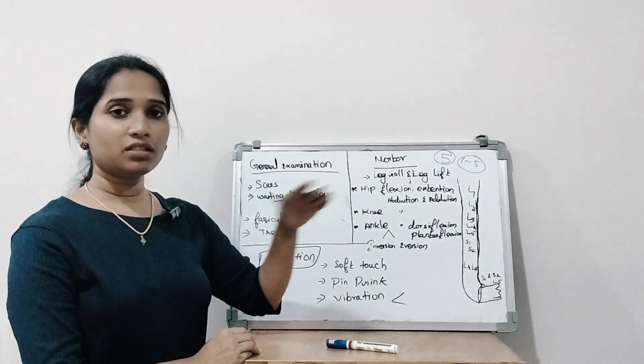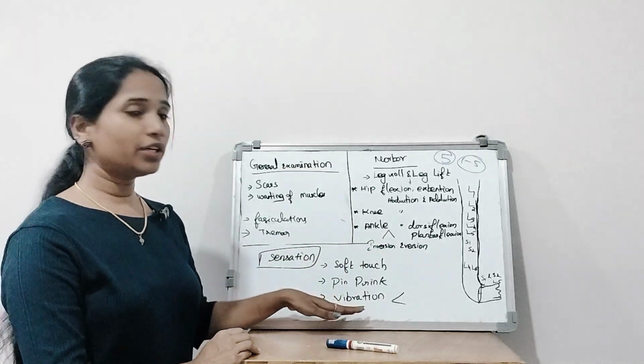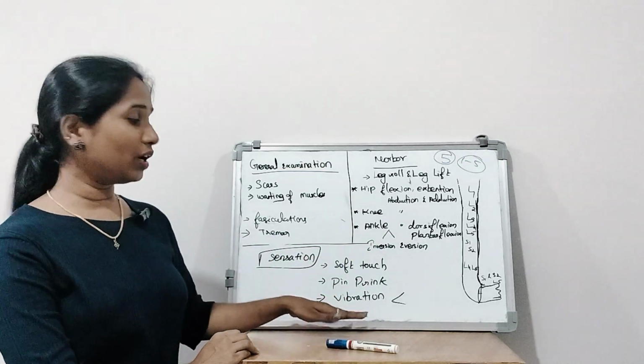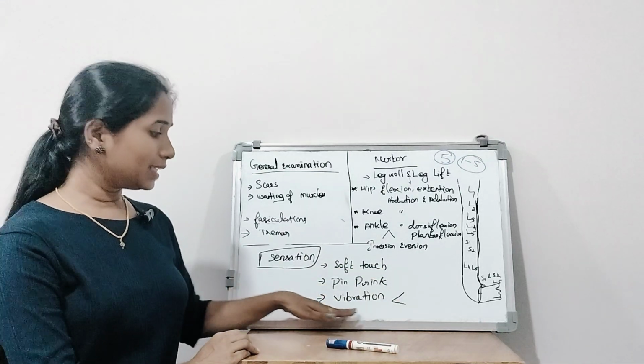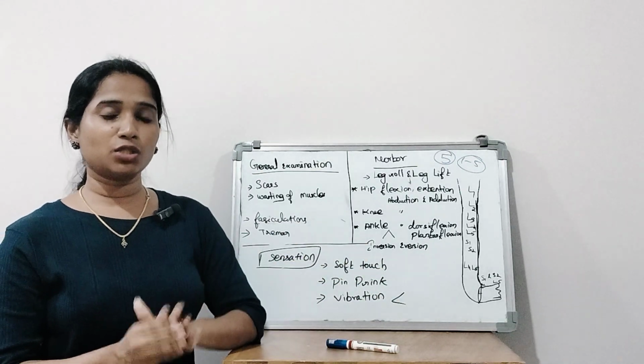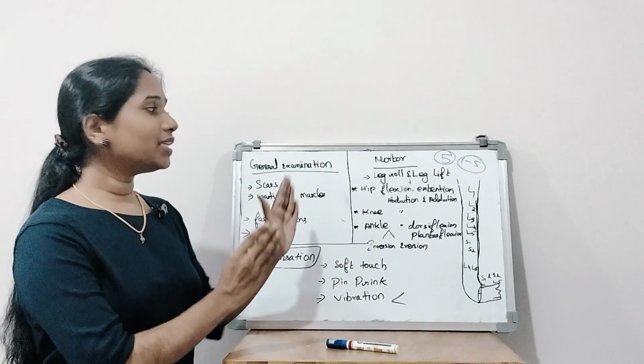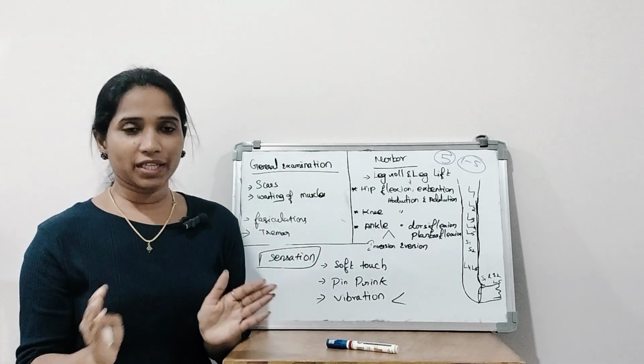In the ankle, you should do dorsiflexion, plantar flexion, and then inversion and eversion. After completing those things, you should come to sensory. In the sensory, you have to do soft touch and pin prick. After that, at last, you have to do vibration. So that's all about motor and sensory assessment for the lower extremity.